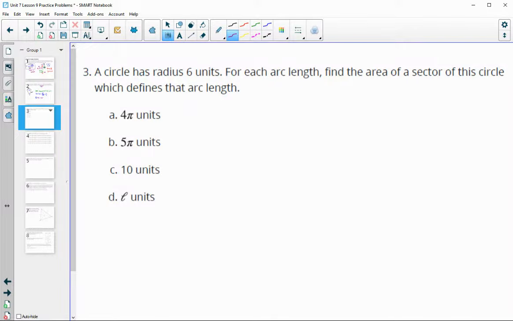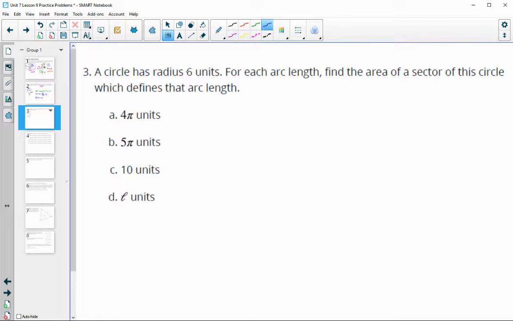All right, number 3, a circle has a radius of 6 units. For each arc length, find the area of the sector that defines this arc length. So find for each arc length, so these are all arc lengths, the area of a sector of this circle which defines the arc. So these are all our portions of our arc length.